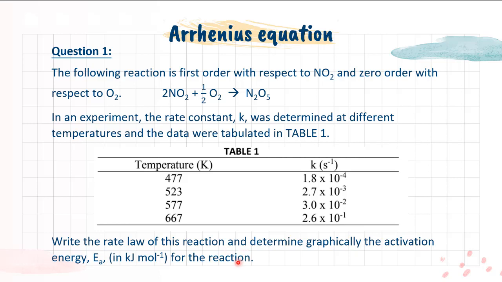When you look at the question, determine graphically means the question asks you to plot a graph. From the graph, determine the Ea. So draw another table. For k, you need to calculate ln k. For temperature, you need to calculate 1 over T, with the unit per Kelvin. One more thing: if the question gives you degrees Celsius, you need to convert into Kelvin also. So convert into Kelvin, then convert into 1 over T per Kelvin, with the unit per Kelvin.